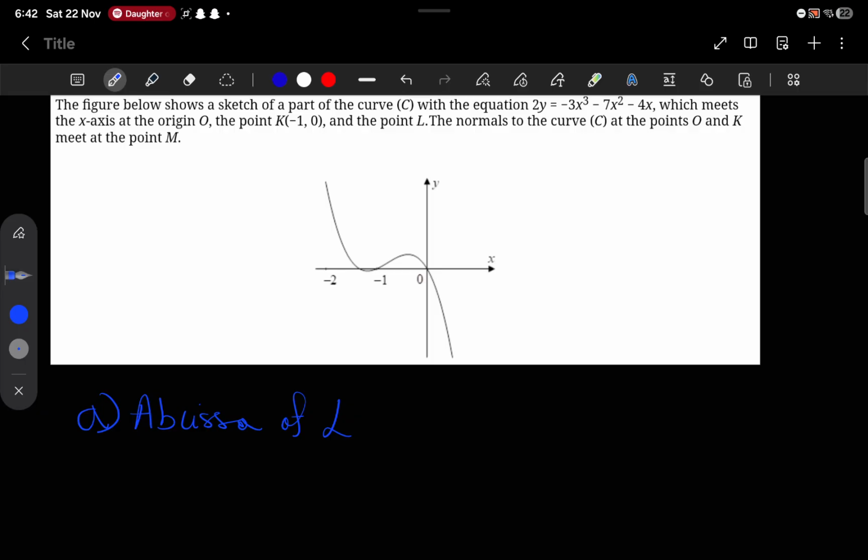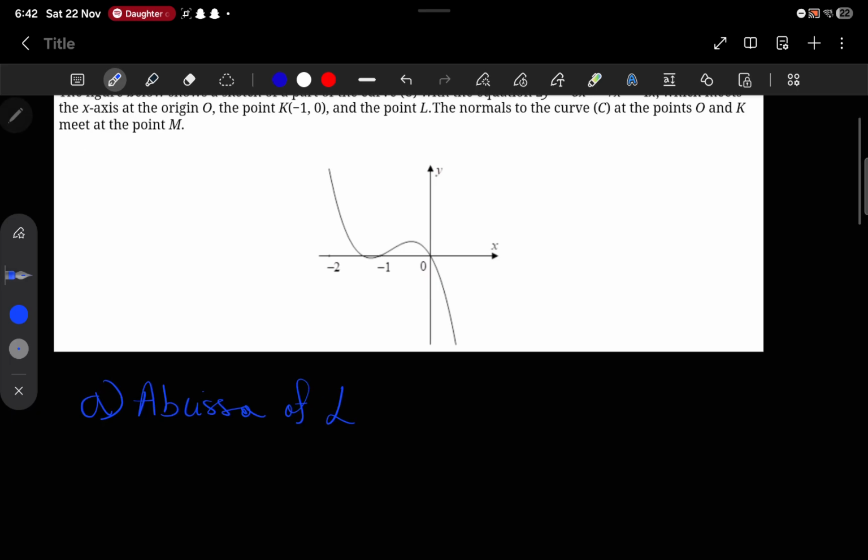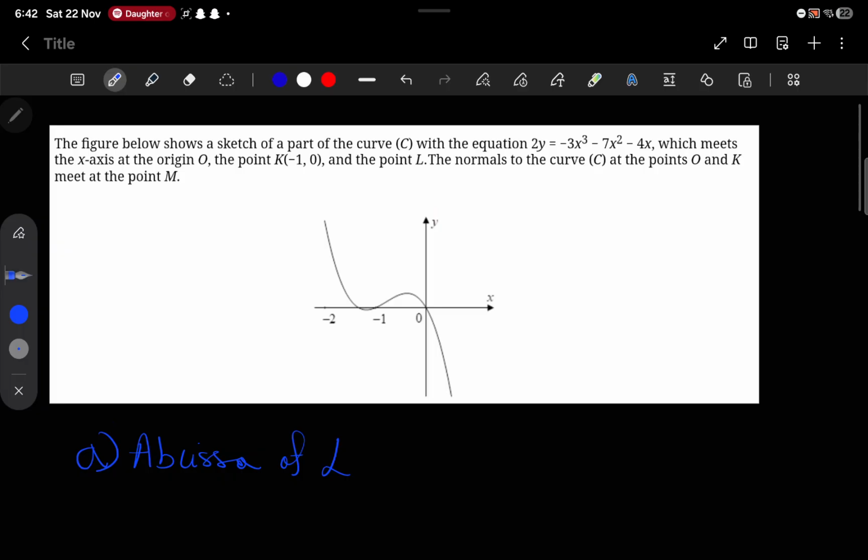So, they want us to find the abscissa of L. Now, let's read the question, because what is the abscissa of L? So, the figure below shows the sketch of a part of a curve with the equation 2y equals negative 3x cubed minus 7x squared minus 4x, which meets the x-axis at the origin O, point K at negative 1, 0, and the point L. Okay, so this is L. L is essentially a root of the function. What does root mean? Root means it's when y is equal to 0. So it's the value of x when y is equal to 0. Okay, so basically the point where it meets the x-axis.